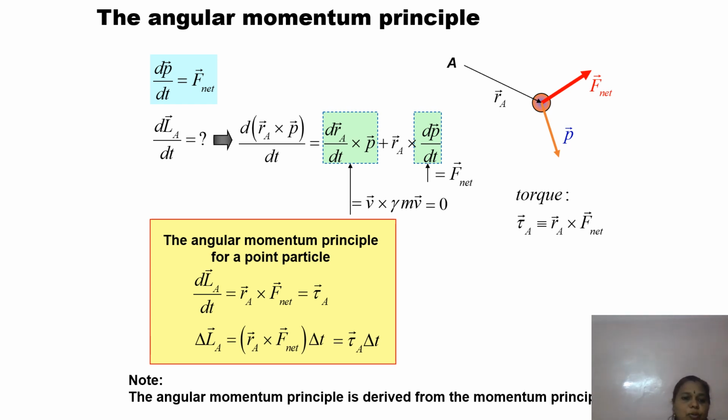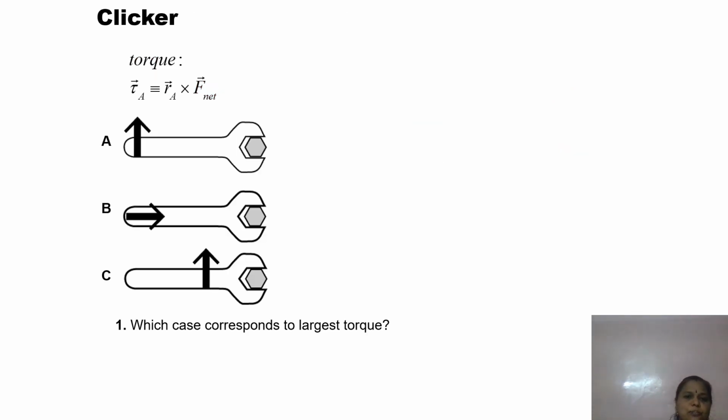So the equation goes in this way. That is, dL by dt is equal to r cross F, which is equal to tau. Or I can say that the change in angular momentum with respect to time is nothing but your torque. So the angular momentum principle is derived from the principle of momentum. The same way the momentum varies with respect to time, the angular momentum also varies with respect to time.